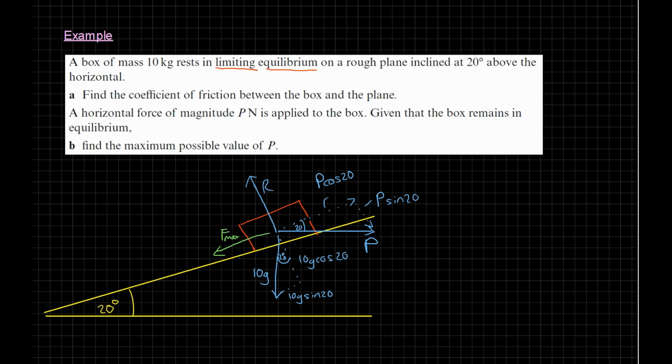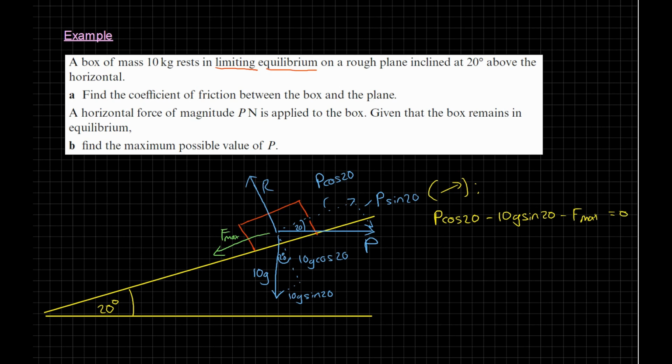Let's do some resolving of forces. So going up the plane, let's do it formally. We've got p cos 20 going up. Let's not lose sight of them, we've got 10g sine 20, that one's going down. And we've got our Fmax, our frictional force is at a maximum and it's also going down. And that's all equal to 0, because it's not moving.